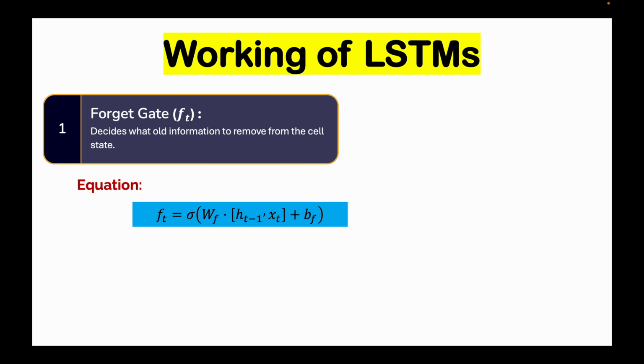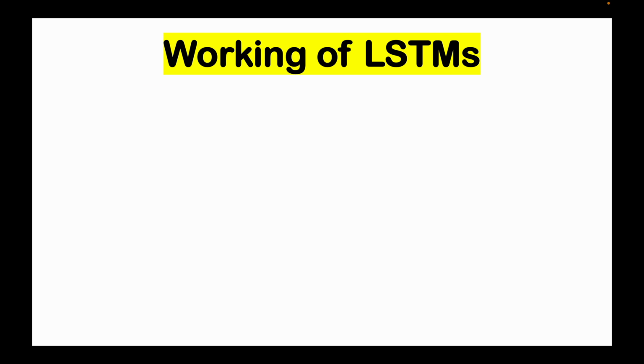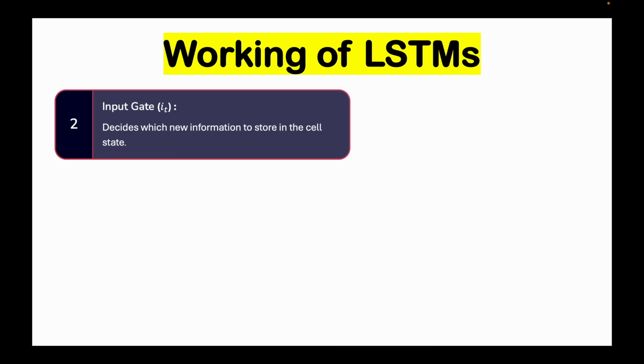First, the cell looks at ht-1 and xt to output a value between 0 and 1 for each number in the cell state ct-1, where ft is the forget gate output, sigma is the sigmoid function, Wf is the weight matrix, bf is the bias. Here, the interpretation is, if the sigmoid output is 0, it means it forgets everything, and if it is 1, it keeps everything.